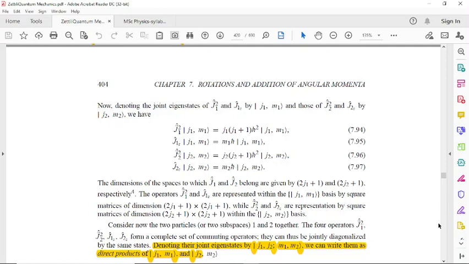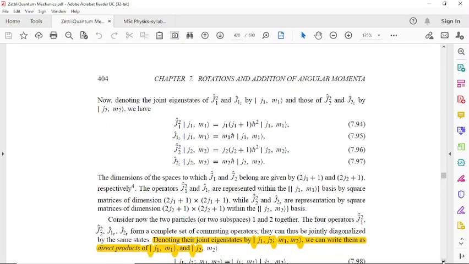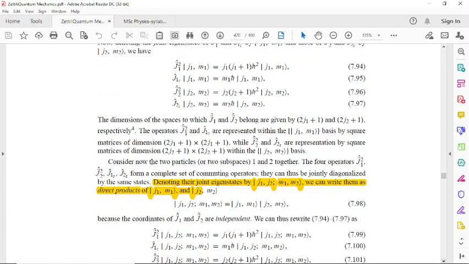Dimensions of the spaces to which J1 and J2 belong are given by 2J1 plus 1 and 2J2 plus 1 respectively. The operators J1 square and J1z are represented within the set of ket vector J1 M1 basis by square matrices of dimension 2J1 plus 1 into 2J1 plus 1, while J2 square and J2z are represented by square matrices of dimension 2J2 plus 1 into 2J2 plus 1 within the set of eigenstate J2 M2 basis.